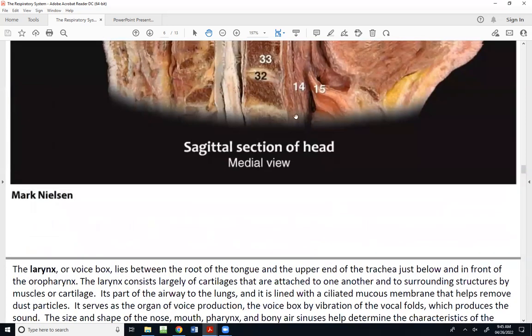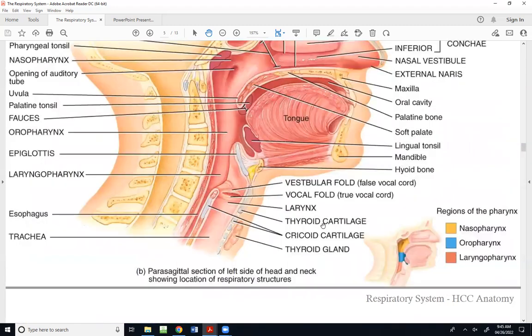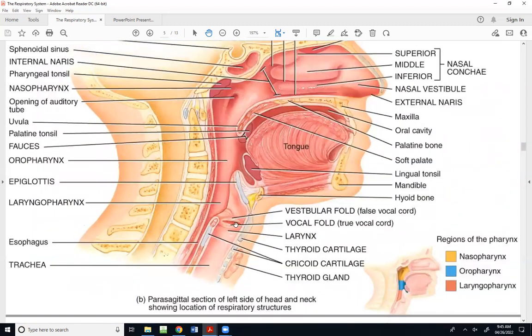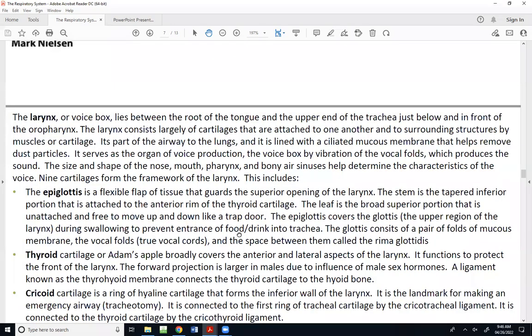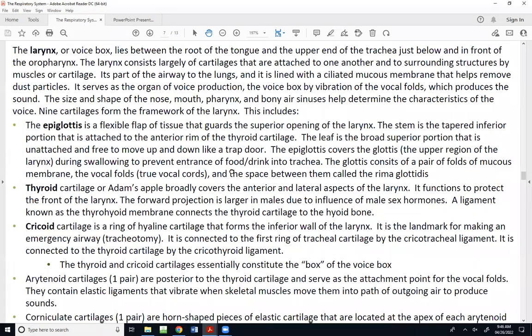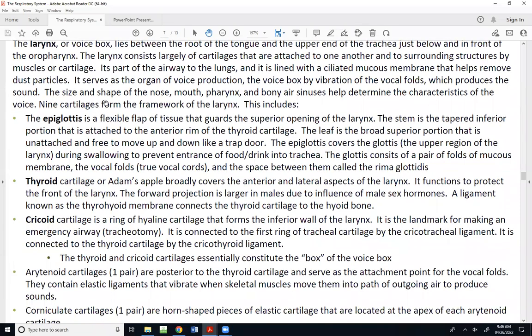The vocal folds were actually, if I go back here, labeled on this picture. It's too hard to tell them apart, which is why I didn't tell you to highlight them, and not to be confused with the vestibular folds. But those produce the vibrations that produce the sound, but the size and the shape of our nose, the mouth, the pharynx, and the bony air sinuses help determine the characteristics of our voice.